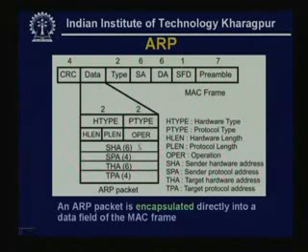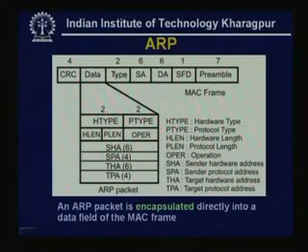So this is the ARP packet, and the ARP packet is encapsulated in the MAC frame. As you can see, this is the typical Ethernet frame: preamble, then SFD, the start frame delimiter, then the destination address, source address, and data. These are all 6-byte addresses, 48-bit addresses.